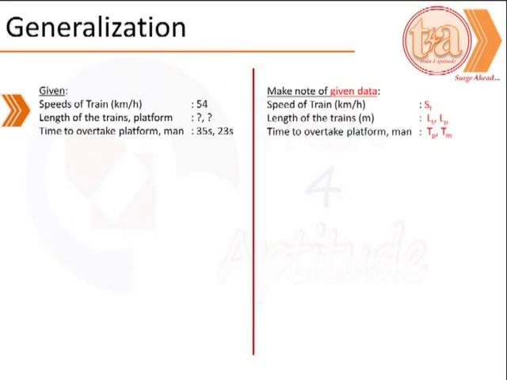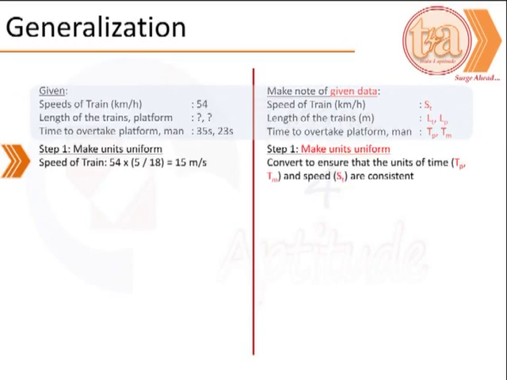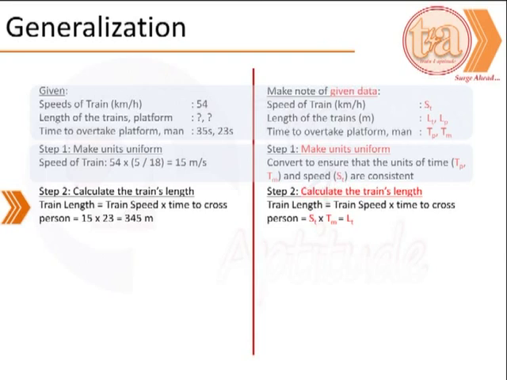To generalize the problem, we first begin with looking at what data is given to us: the speed of the train, the length of the train and the platform to be found out, the time taken to overtake the platform, and the time taken to overtake the individual. To ensure that all our calculations are done properly, we first get the units into uniform measures, in this case the kilometers per hour into meters per second, so as to align with the time taken to overtake. The next step is to calculate the length of the train, which is nothing but the speed of the train into the time taken to cross the individual.